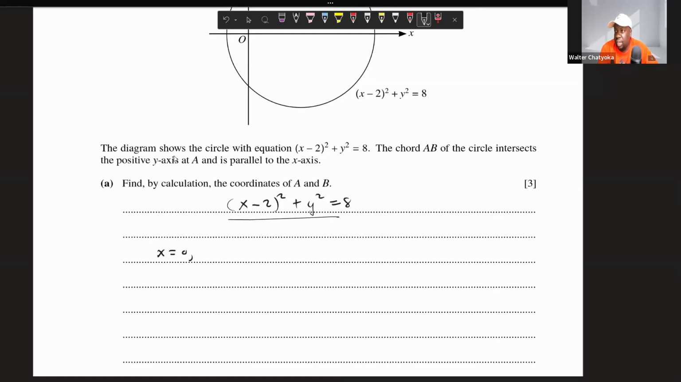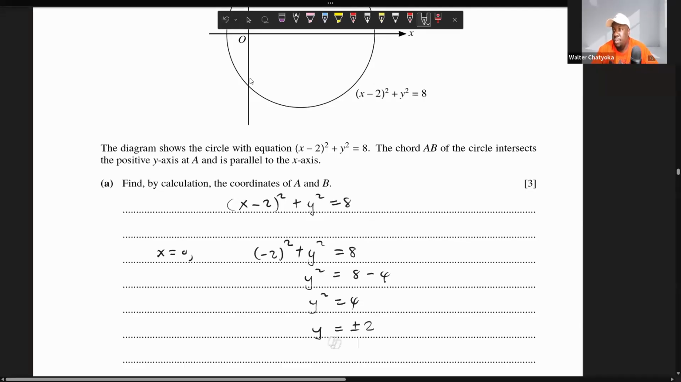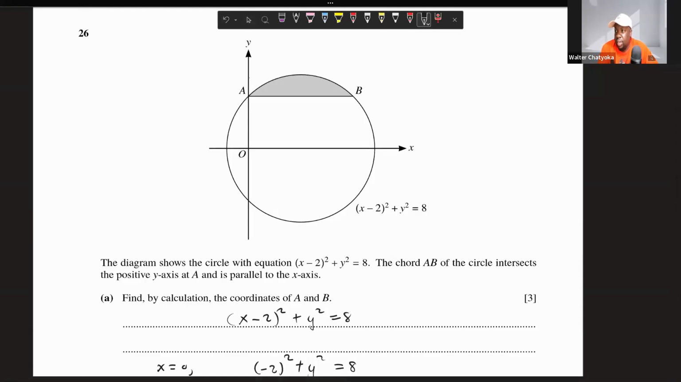We're substituting 0 into here. So it's (0 − 2)², that's (−2)², plus y² equals 8. So y² is equal to 8 minus 4, because this is basically 4. So y² is equal to 4, and y is equal to plus or minus 2. Which means this point is at plus 2, and this point is at minus 2. So we now already know what the coordinates of A are.